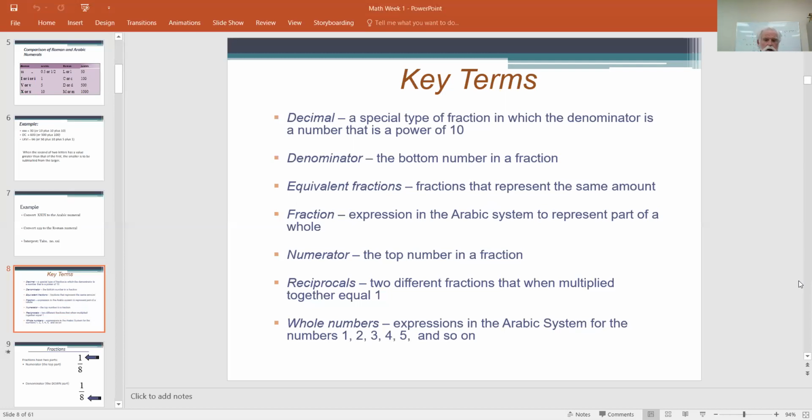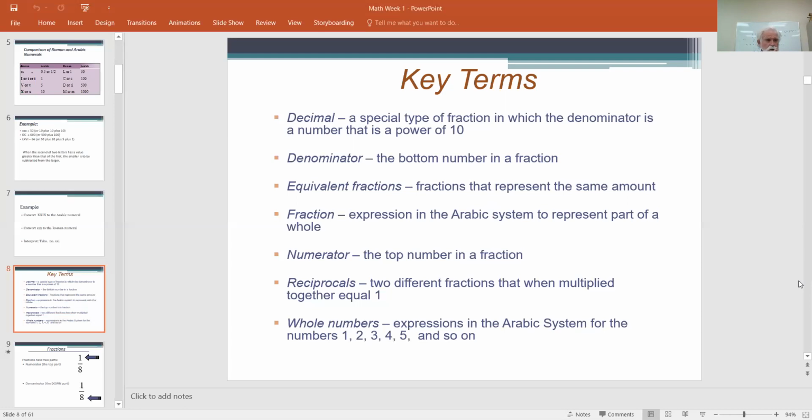Reciprocals. Basically, if you want the reciprocal of a fraction, you flip it over. You make the denominator the numerator and the numerator the denominator. So the fraction 2/5, the reciprocal is 5/2.